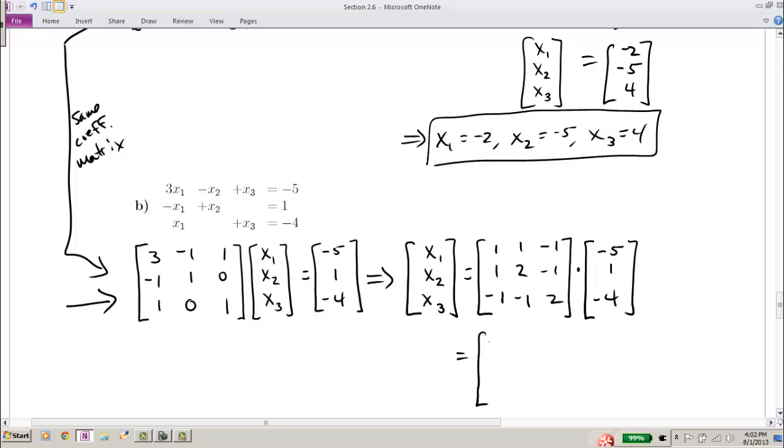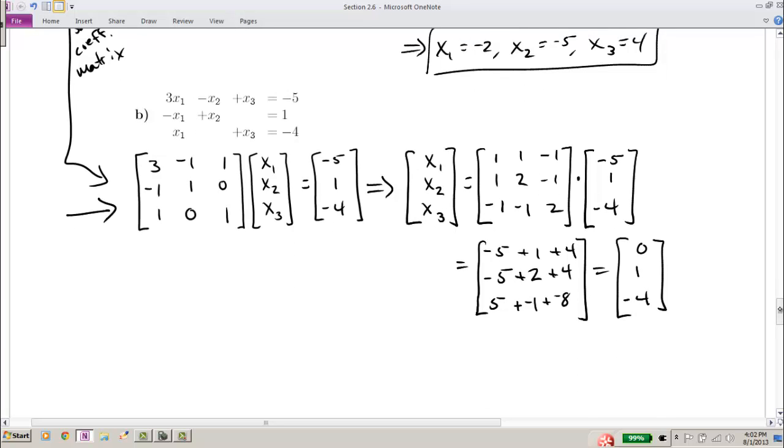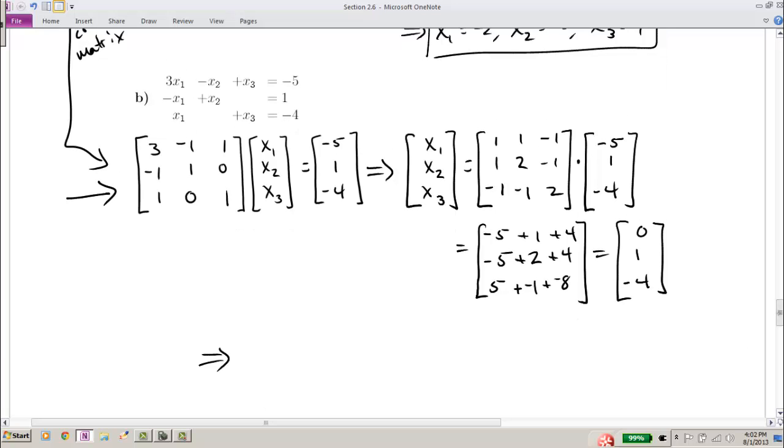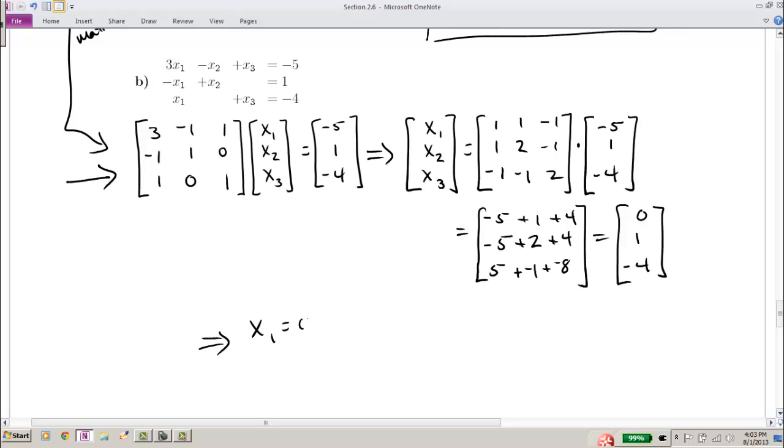All right, in row 1, negative 5 plus 1 plus 4. In row 2, negative 5 plus 2 plus 4. And in row 3, 5 plus negative 1 plus negative 8, or 0, 1, negative 4. And so this means that our solution for the system of equations in part B is x1 equals 0, x2 equals 1, x3 equals 4.